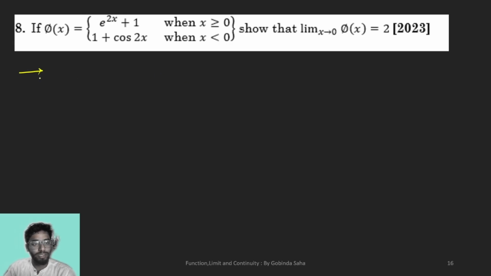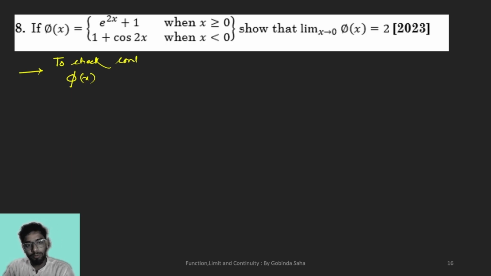Moving to question number 8. Here the function is given, x, phi x. And we have to show that limit x tends to 0, phi x is equal to 2. That means there is existence, but we have to show it. So first we have to check whether it is possible or not. To check continuity, some people do not check, but I will say you should check whether the function will be continuous or not.